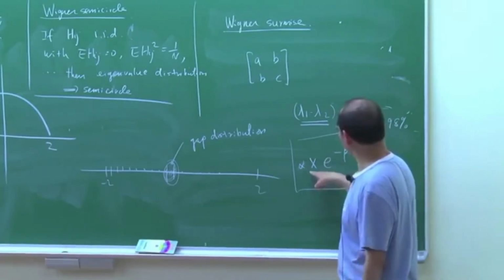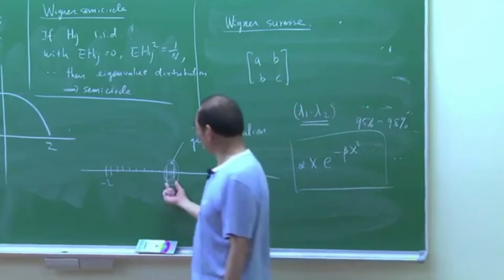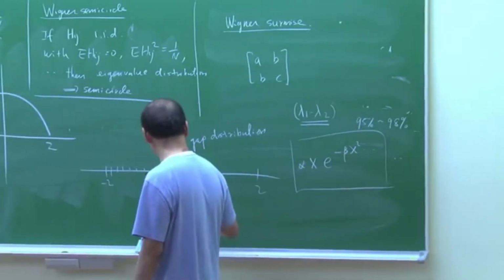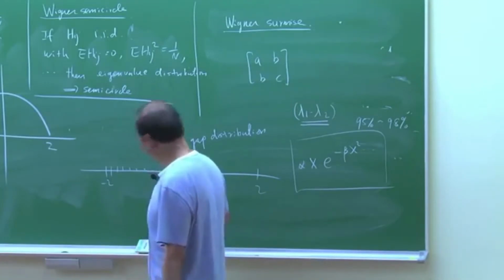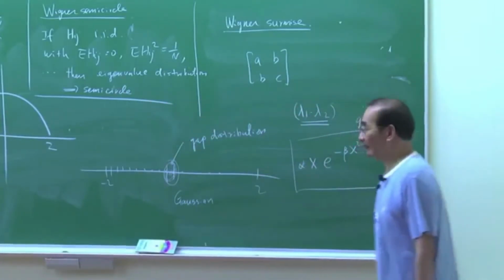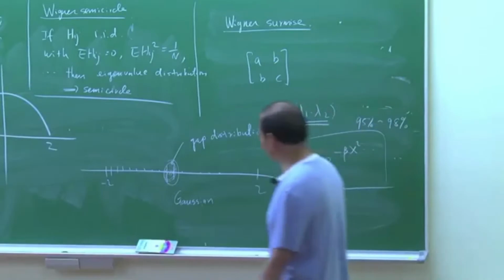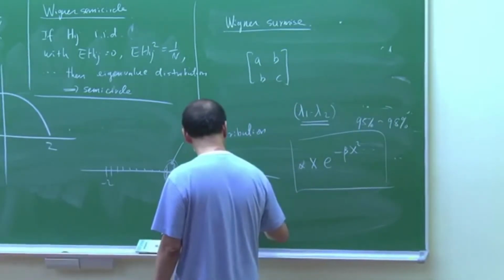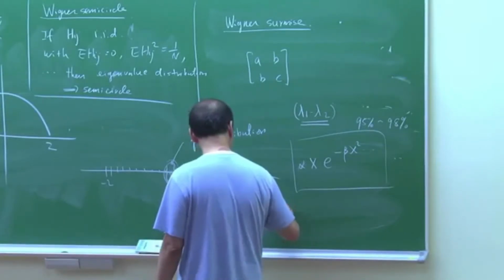Okay, so the next thing that I want to do is tell you how to compute the gap distribution for the Gaussian case. For the Gaussian case, this can actually be computed explicitly. And this was done by Gaudin and Mehta.